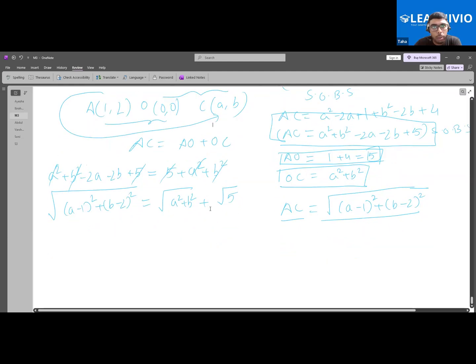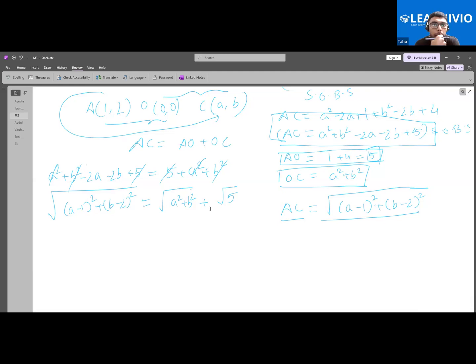They will all be equal. So that is how you will find a relationship easily also. That is another way. But in terms of this, 3 points are collinear.